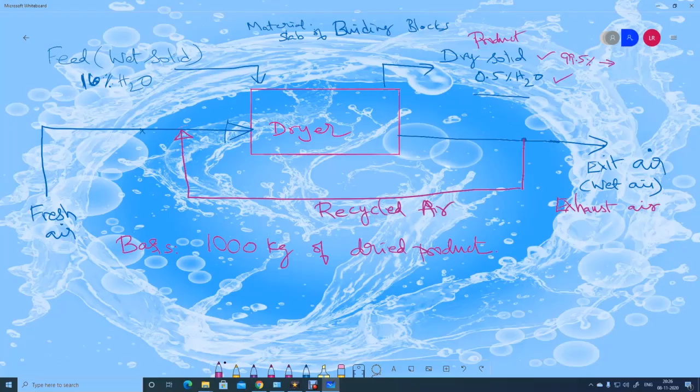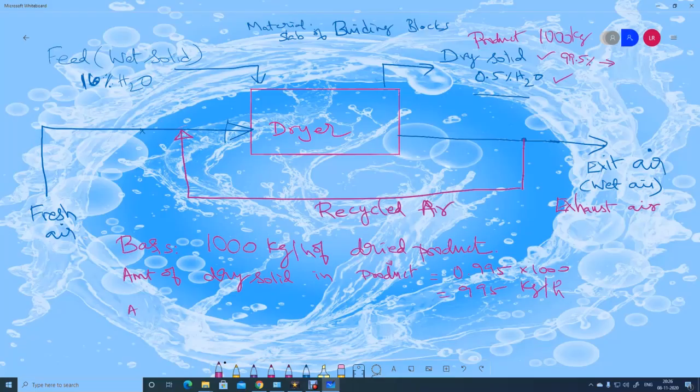1000 kg per hour of dried product. So our dried product is 1000 kg. And what is the amount of dry solid, what is the amount of moisture can be determined, right? So we can write the amount of dry solids in the dried product is equal to 0.995 into 1000, which is 995 kg. Okay, so if this is 1000 kg per hour, this is also kg per hour.